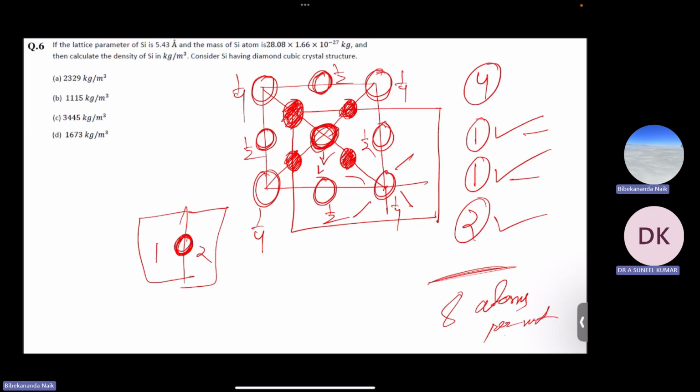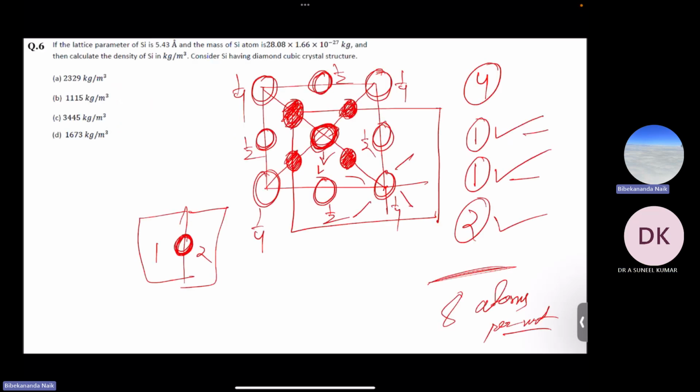So if you calculate the density, how will you calculate it? We know rho is n M divided by V N A, where N A is Avogadro's number. Here, if you see the question, Avogadro's number is not given. Why? Think, why is it not given? Because if you see, the lattice parameter and the mass of silicon are given.